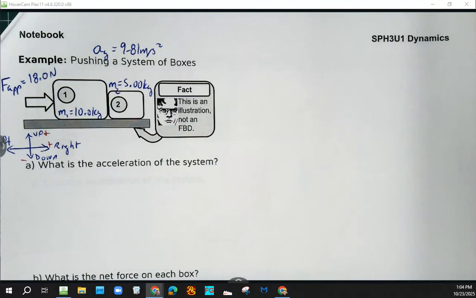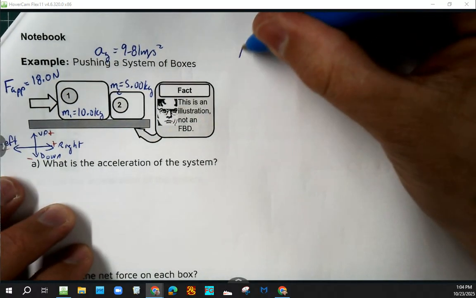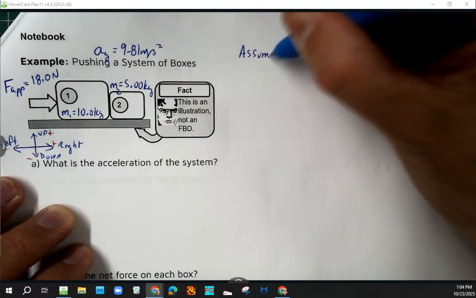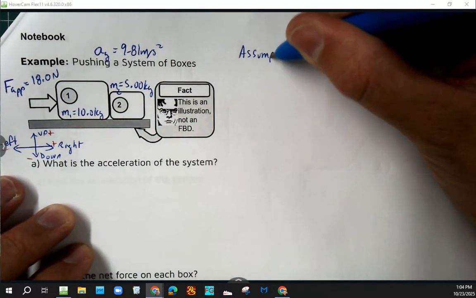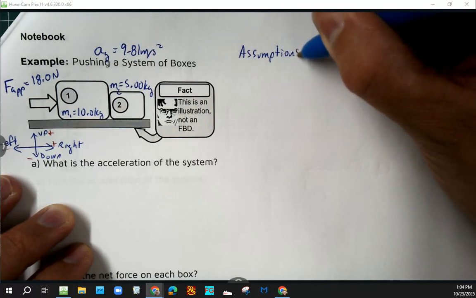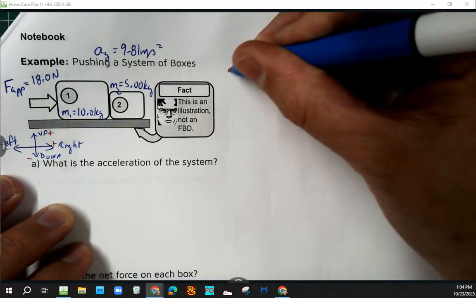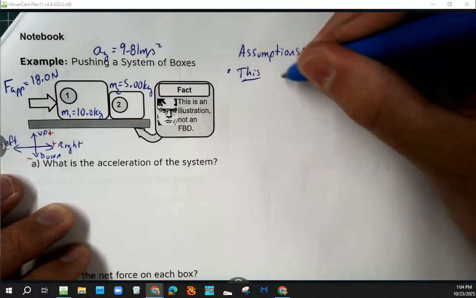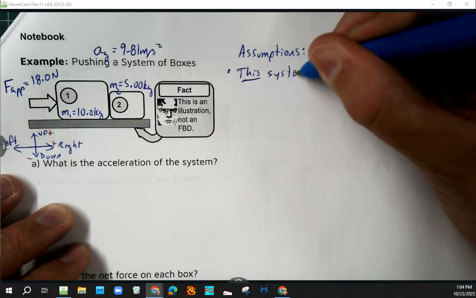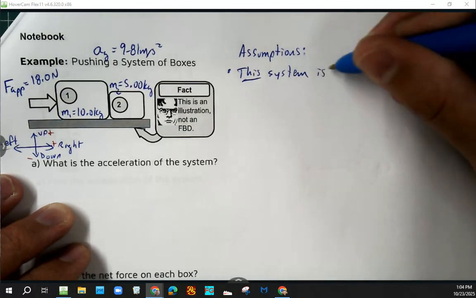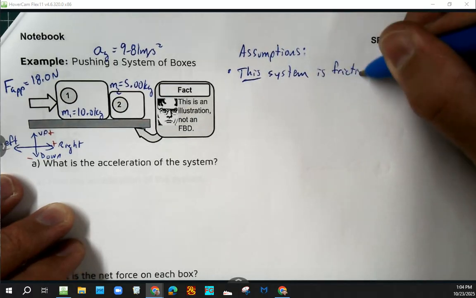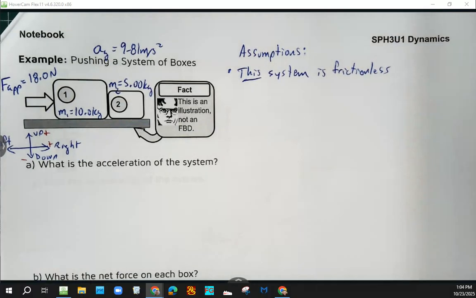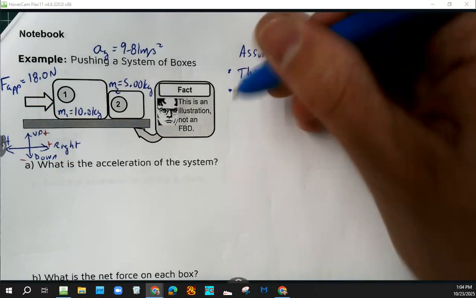Now, before we answer any of these questions down below, I want to write out a list of assumptions. And some of them are going to be assumptions that carry forward for all of the questions we do. Some of them will be ones that are just specific to this question. One assumption is that this particular system is frictionless. We'll deal with things in the future that have friction. For now, though, we're going to say that this particular system is frictionless. This is a two-body system.